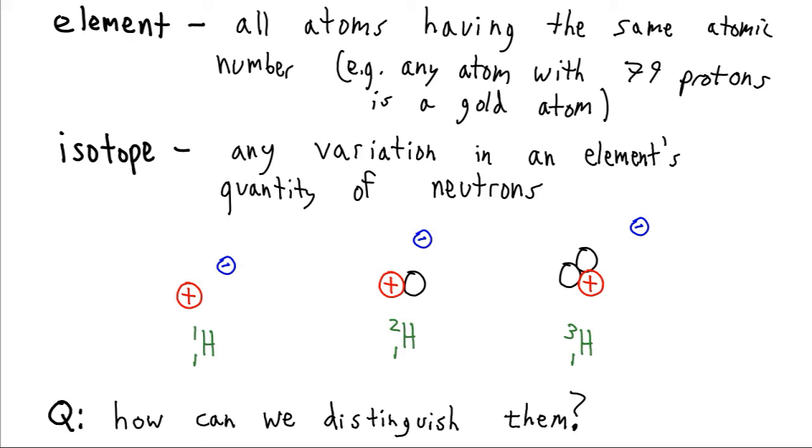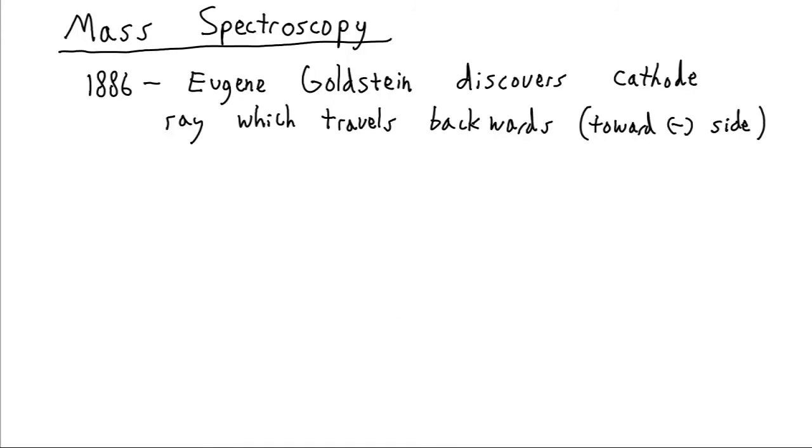Now the question is, given that these are all hydrogen, how are we going to be able to distinguish them? This tool which we can use to identify isotopes is called mass spectroscopy. And where it starts is in 1886, Eugene Goldstein discovers a cathode ray which travels backwards. So instead of going from the negative terminal towards the positive terminal, it goes from the positive terminal towards the negative terminal. This is a very faint ray present going in the opposite direction.